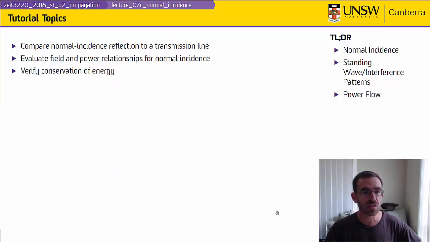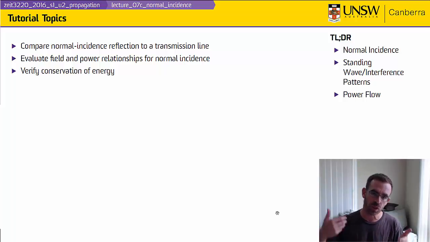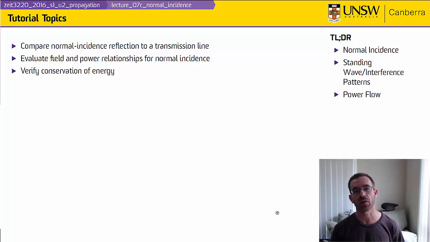So that brings us to a close on this lecture. In the tutorial, we're going to take a closer look at this relationship between normal incidence reflection and reflection on a transmission line. We're going to take a look at some specific cases of power flow and total field distributions for interfaces that are high impedance interfaces or low impedance interfaces and a perfect conducting interface. And we're going to take a look at this conservation of energy relationship that I just gave you.